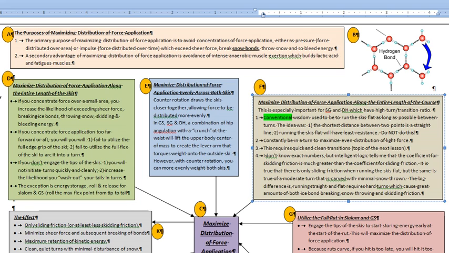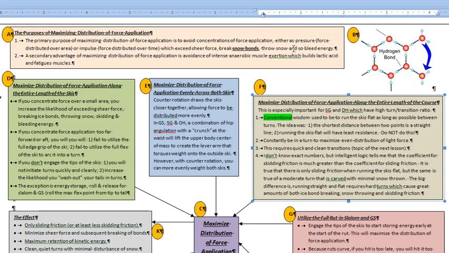Okay, this is another skiing technique. It's called maximizing the distribution of force application. The primary purpose of maximizing the distribution of force application is to avoid concentrations of force application, either in the form of pressure, which is force distributed over area, or impulse, which is force distributed over time, which exceeds shear force, breaks snow bonds, throws snow, and thus bleeds energy, right?